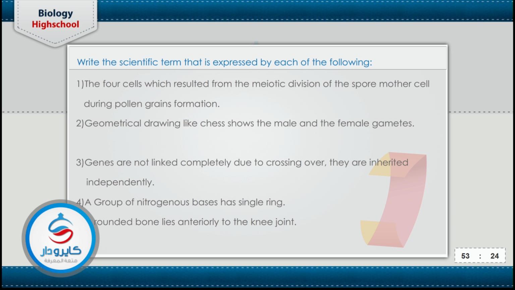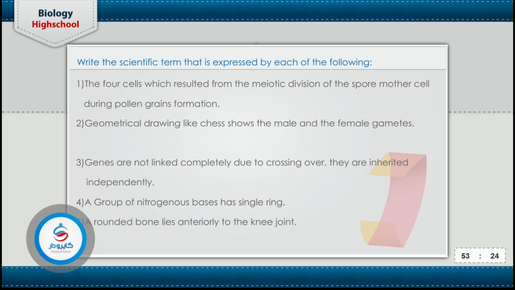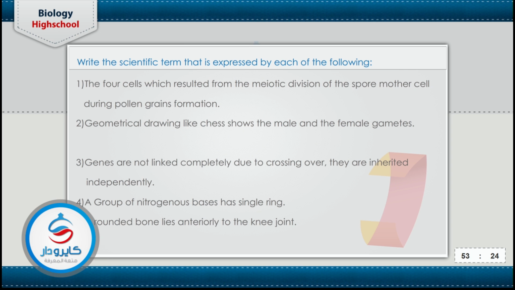Number 3, genes are not linked completely due to crossing over, so they are inherited independently. The genes are not linked completely. So the right answer is incomplete linkage, where there is crossing over, the presence of the tetrad, and the exchange of the inner chromatids takes place.